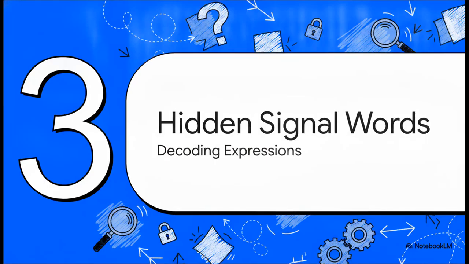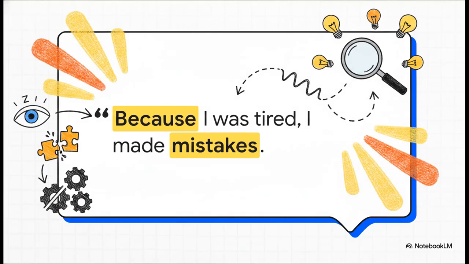Okay, next up, decoding hidden signal words. Take a super common excuse, right? Because I was tired, I made mistakes. Words like because, due to, or as a result of, these are basically giant flashing signal flares. They are literally screaming at you that a conditional relationship is hiding right there in plain sight. The cause and the effect are already there. They are just waiting to be transformed.